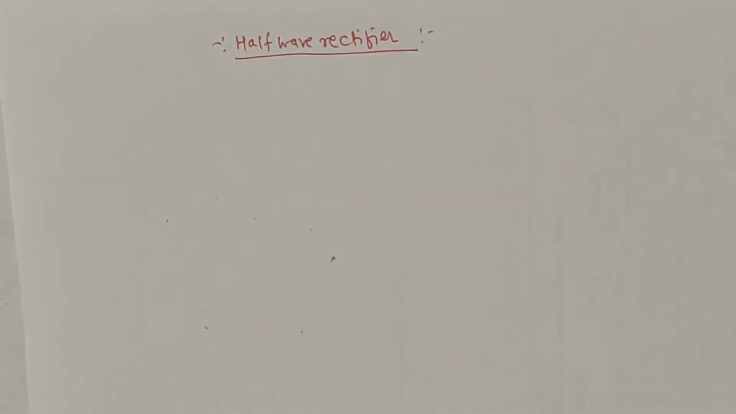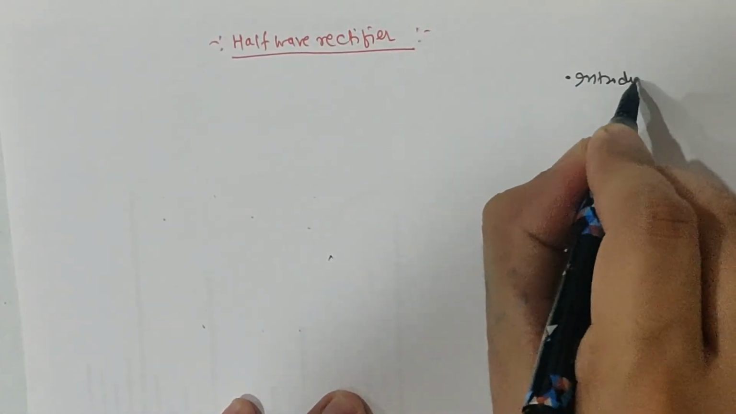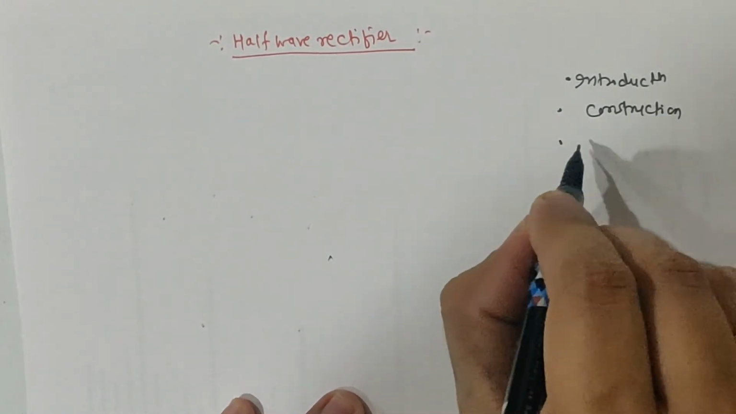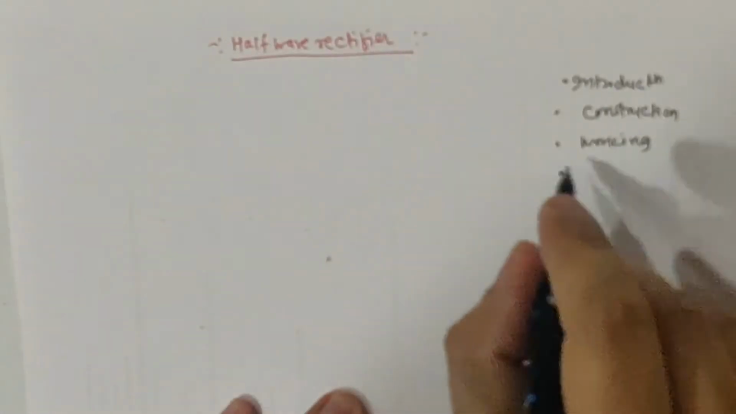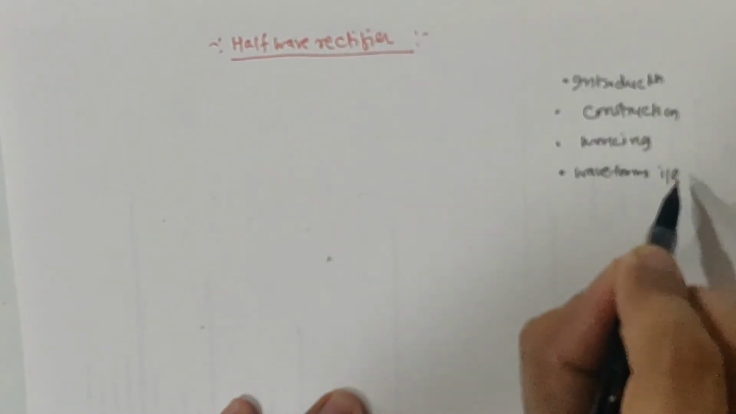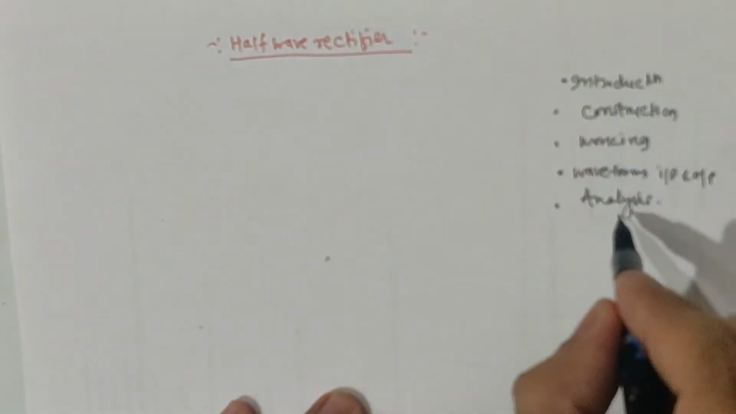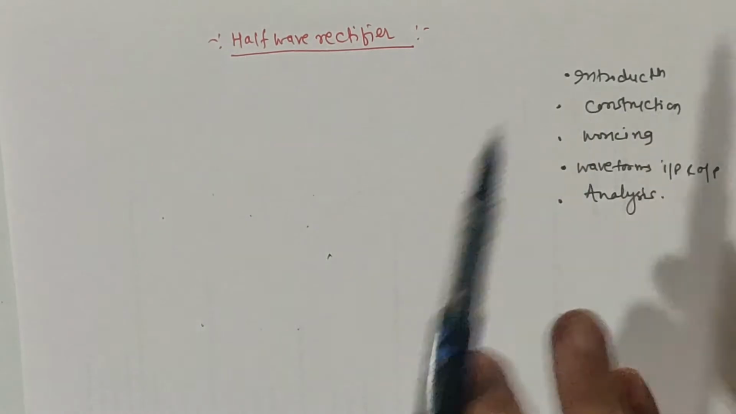Now remember this, when I will be starting with any of the rectifiers, I will be following one agenda that I will be following for each and every rectifier. First of all, its introduction, then its construction, then its working, then its waveforms, input and output, and then analysis. So this is the way or the protocol that we will be following for each and every rectifier. So let us start with the introduction.